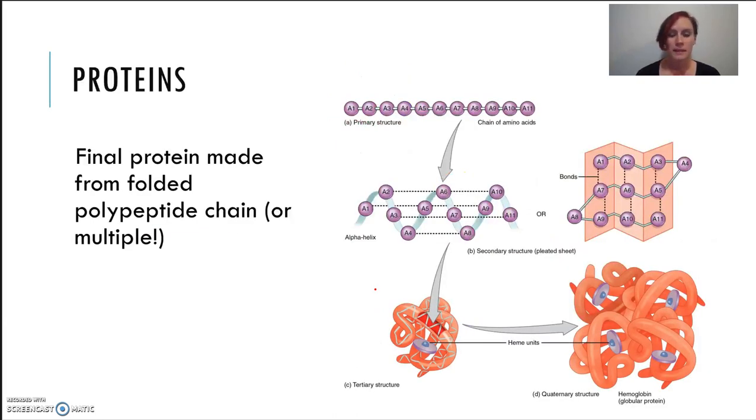So the final protein is made up from a folded polypeptide chain, and there's 4 different structures within that. So 4 different particular ways of that folding can cause a new protein to occur, and the way in which they interact with themselves even is really important to this.